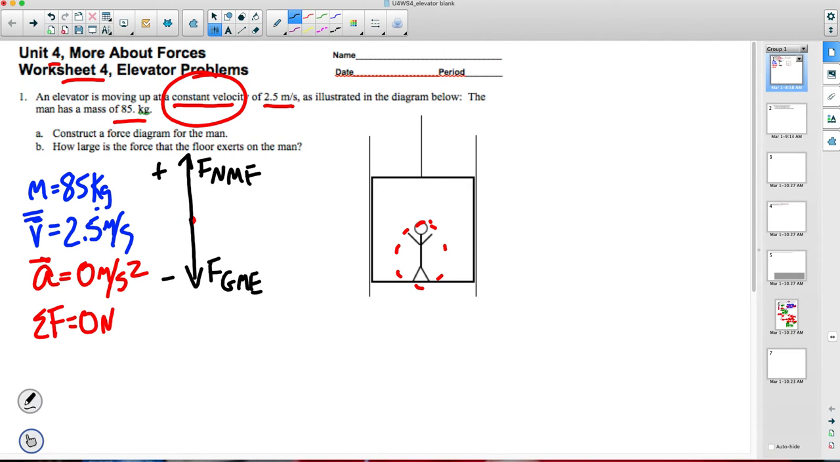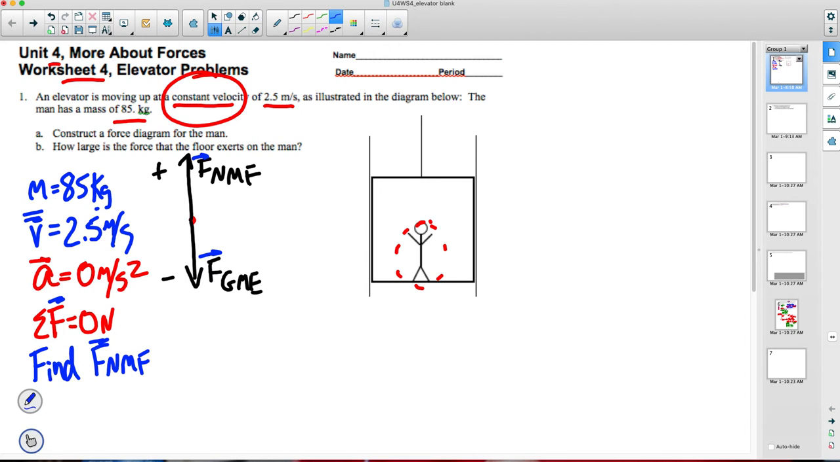And they want us to find out that force normal. So in our find and given information, they want us to find the force normal on the man by the floor. Notice I'm missing some vectors there, and there, and there. Great. So how do we find the normal force on the man by the floor?